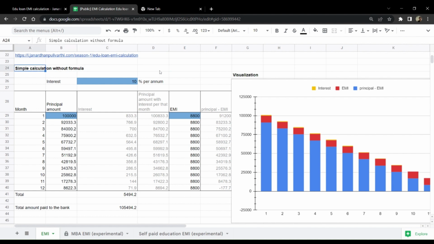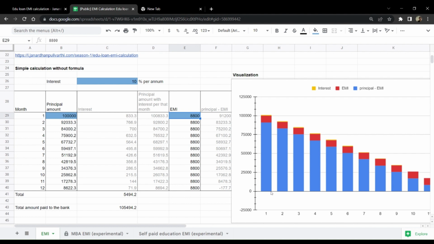There is a simple calculation without the formula. We can go for the simplest case. The interest rate is 10% per annum, and there is a principal amount of 1 lakh rupees that we have borrowed from the bank. Let us say at the start of a specific month we have taken the loan, and after 1 month we need to start paying the EMI.